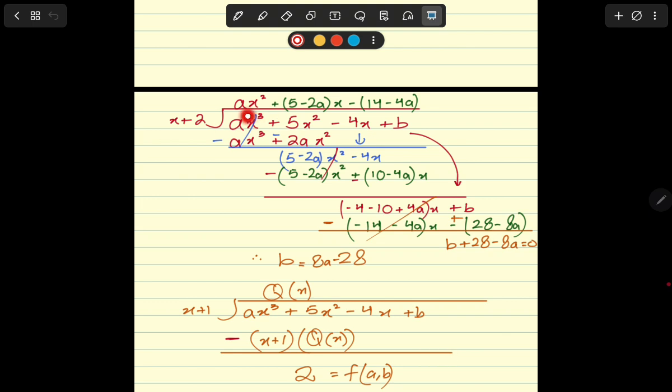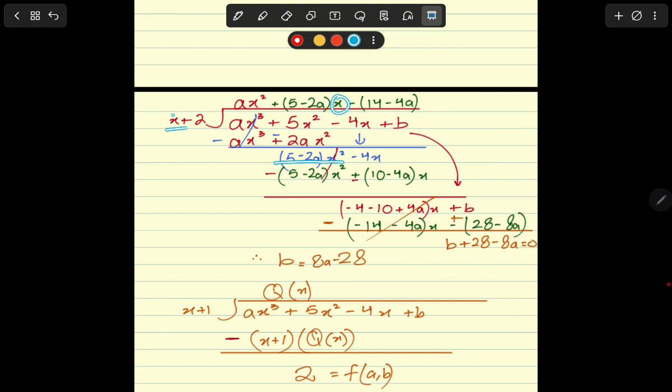Now, you divide this term by x, so you get ax squared, so this becomes ax cube, and this term becomes plus 2ax squared, and then you subtract them both, so this gets cancelled and this becomes 5 minus 2a x squared. Right, now you copy down minus 4x, so now you divide this term by x, so you get 5 minus 2a x, right?